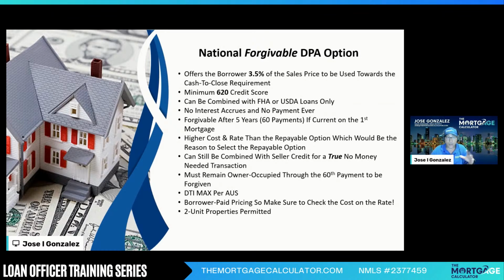Right, when you're looking at the rates, you're going to be looking on their rate sheets, borrower paid pricing. So make sure to check the cost on the rate and act accordingly. Again, you want to get a cost that includes a lender credit so that you can offset the borrower paid fee with the lender credit on the rate. Sometimes you can make it all the way. Sometimes you end up being a little short and the borrower has to come in with like a quarter point or half a point.